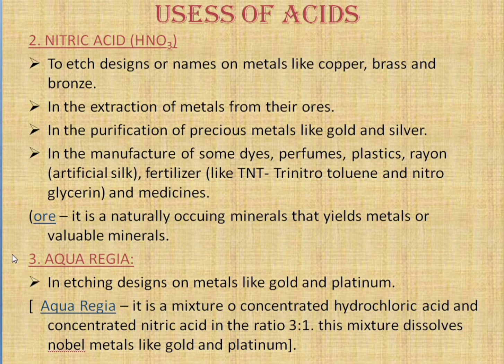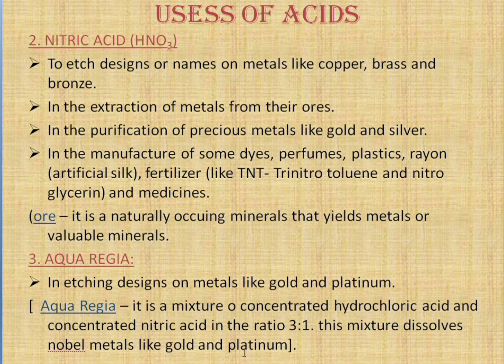And next, the third one is aqua regia. It is used in etching designs on metals like gold and platinum. What aqua regia means, I have given here separately. It is a mixture of concentrated hydrochloric acid and concentrated nitric acid in the ratio of 3:1.